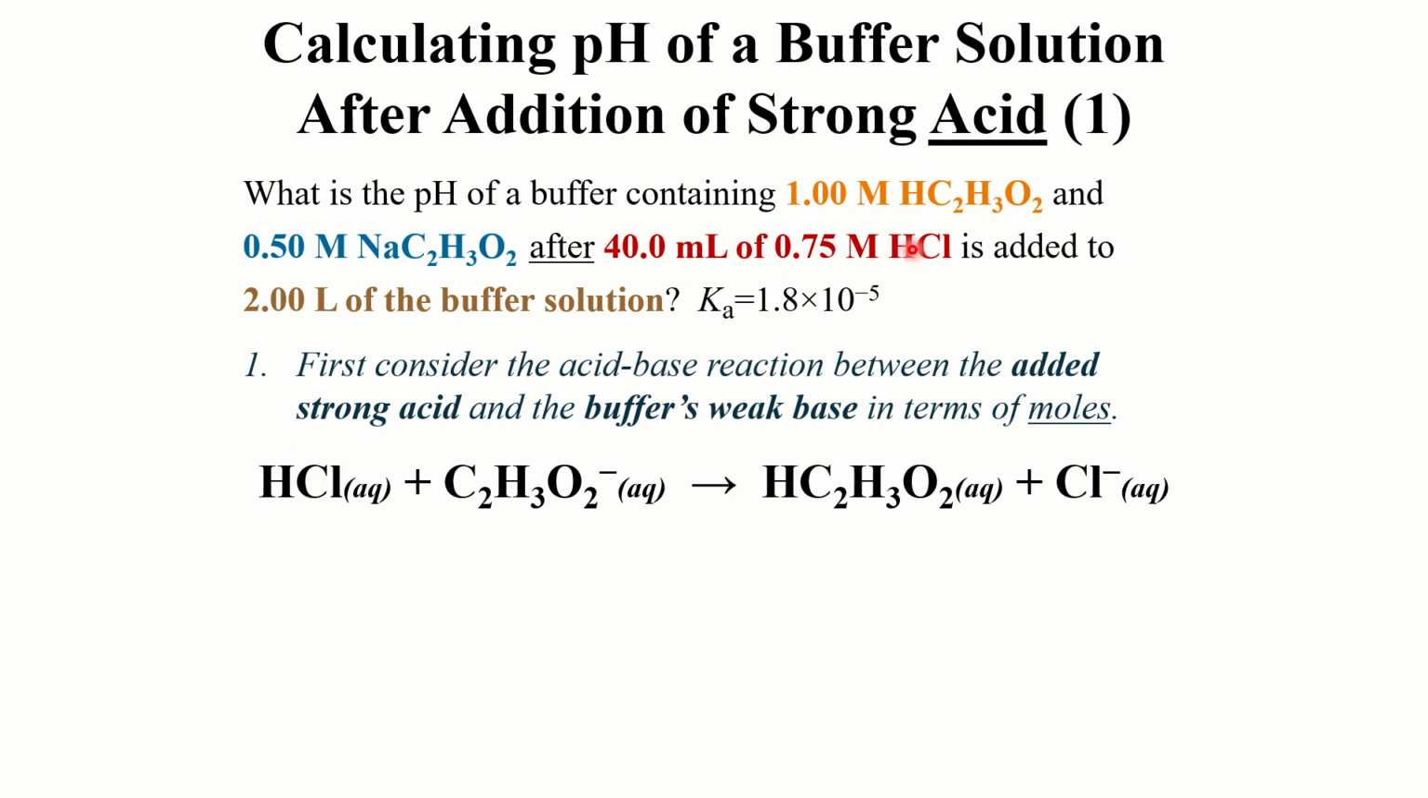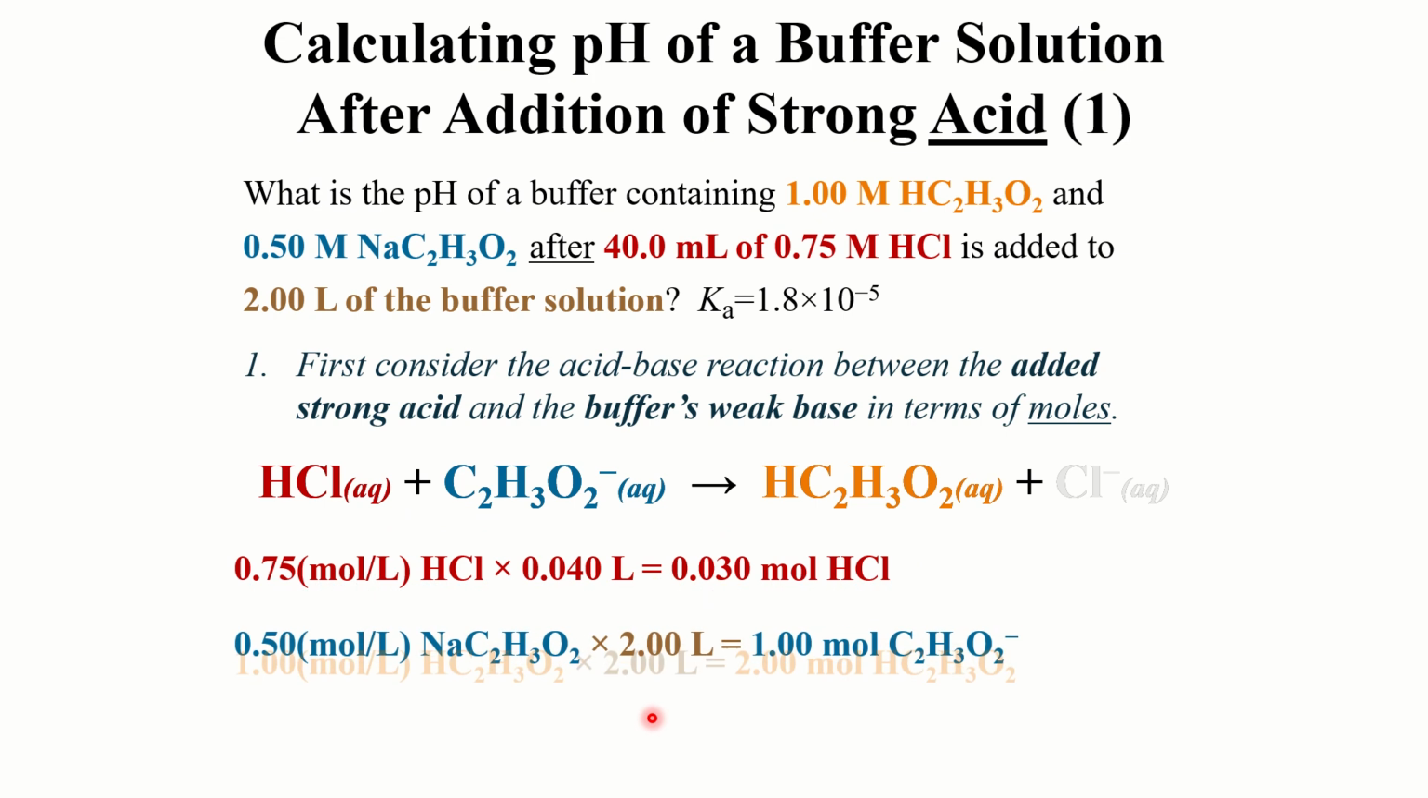So this is going to be HCl, the strong acid, plus acetate. So again, just considering the base component here, the C2H3O2 minus, the acetate. This forms some C2H3O2, so the H plus reacts with the base to reform some of that weak acid, and then Cl minus is what's left behind. Let's figure out how much of each we have.